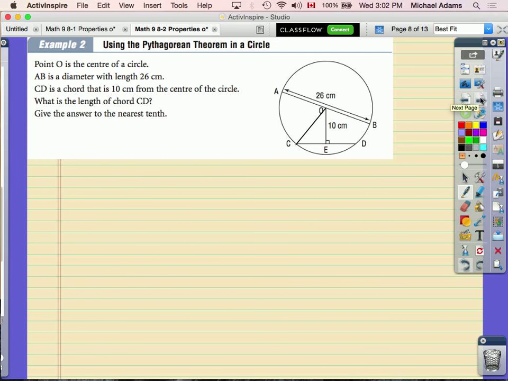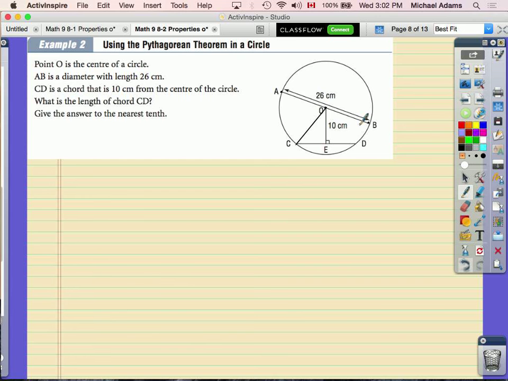So now let's take a look at this one. This one is slightly more complex, but still simple as long as we can understand what's happening. So once again, we're told point O is the center of a circle. So there's point O right there. That's the center. AB is a diameter with length 26 centimeters. So here we go. Here's A, here's B. It passes through the center. So when a chord passes through, we call that the diameter.